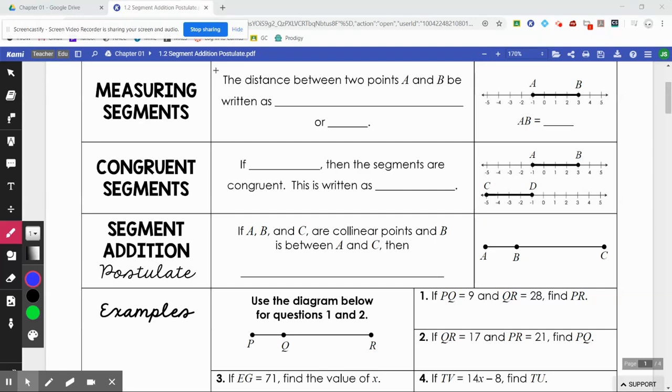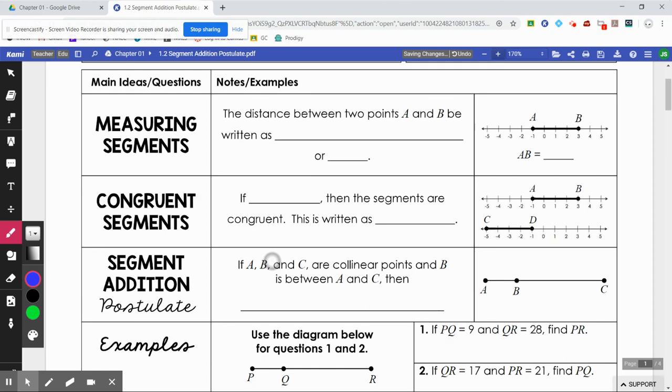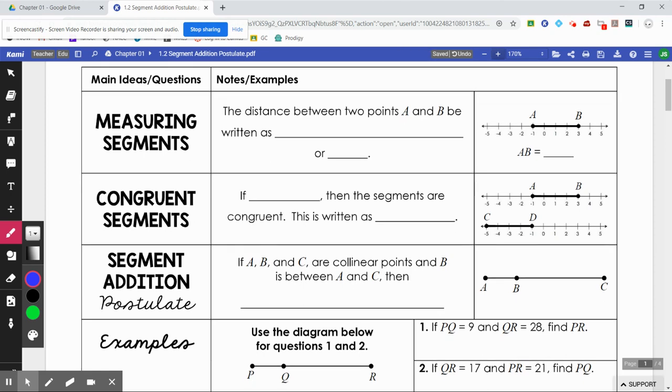Okay, in this video, we're going to be talking about the length of a line segment and the segment addition postulate. So just a few things here. Let's start out talking about what we mean. How do we measure line segments? And again, we talked a little bit about lines in the previous video.